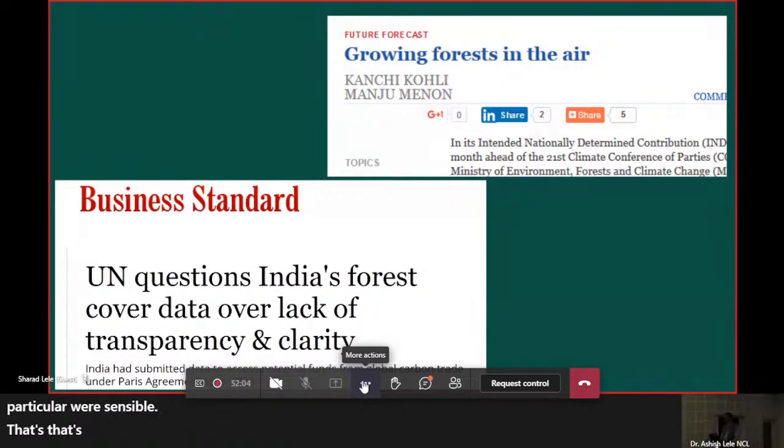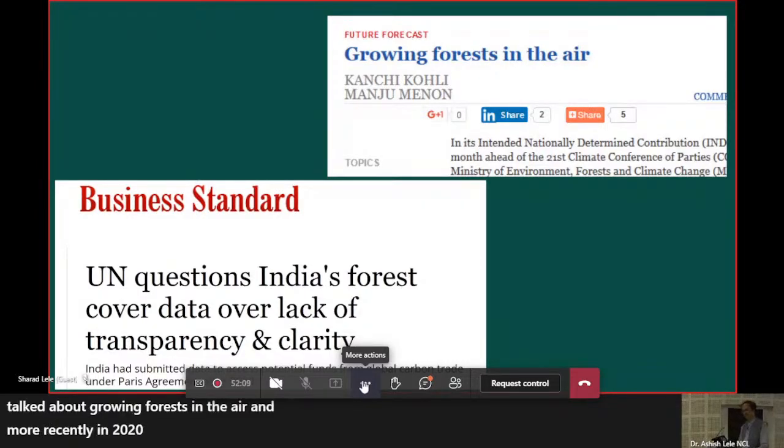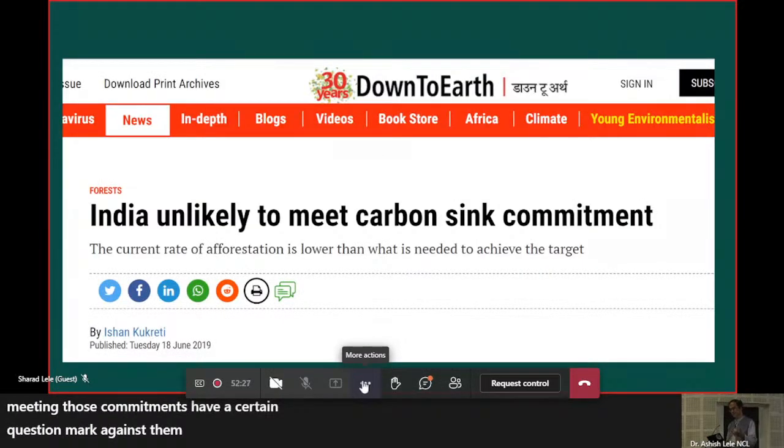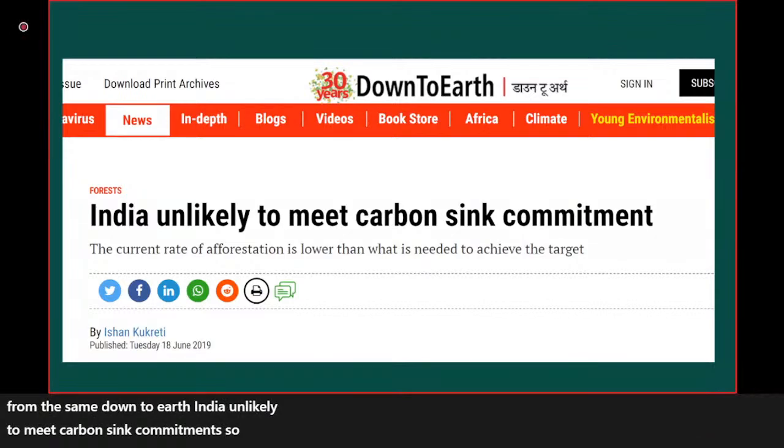And Kanchi Kohli and Manju Menon talked about growing forests in the air. And more recently, in 2021, Nitin Sethi writes about how the UN itself has questioned India's forest cover data for lack of transparency and health. So the kind of commitments we have made and the kind of claims that we are making in terms of meeting those commitments have a certain question mark against them. And finally, we have this article from the same Down to Earth, India unlikely to meet carbon sink commitment. So we sort of come back a full circle to the problem that maybe we should have been a little smarter in making those commitments.